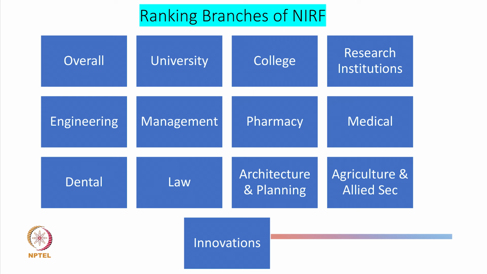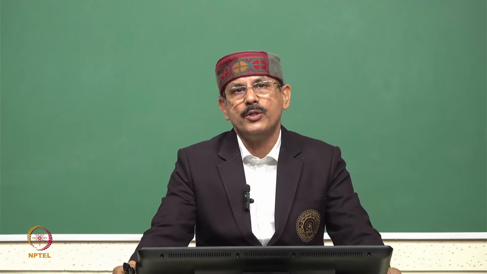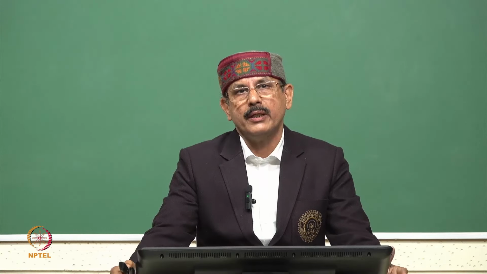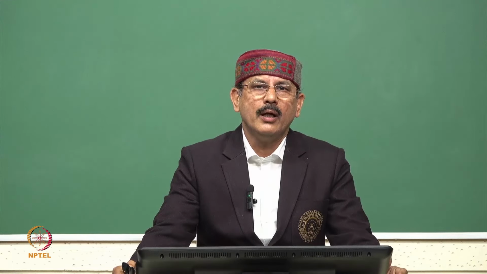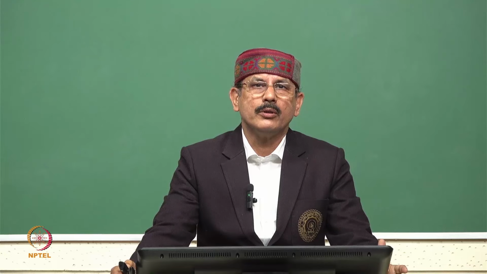Now, the ranking branches of NIRF. When it started, it had few areas, but at this particular moment, there are 13 branches in which NIRF does the ranking. It offers rankings in the overall category, university category, colleges category, research institutions category, engineering category, management category, pharmacy category, medical category, dental, law, architecture and planning, agriculture and allied sectors, and innovations. So the NIRF ranking is evolving. When it started long back, there were very few categories. Now there are so many areas in which the ranking is done, and it is ever evolving, and it is expected that in future NIRF will come up with other branches also.